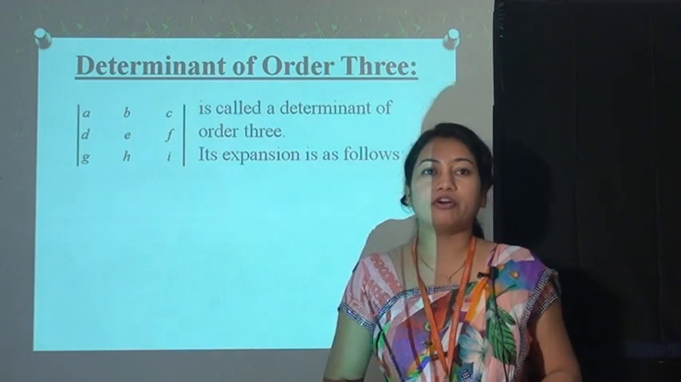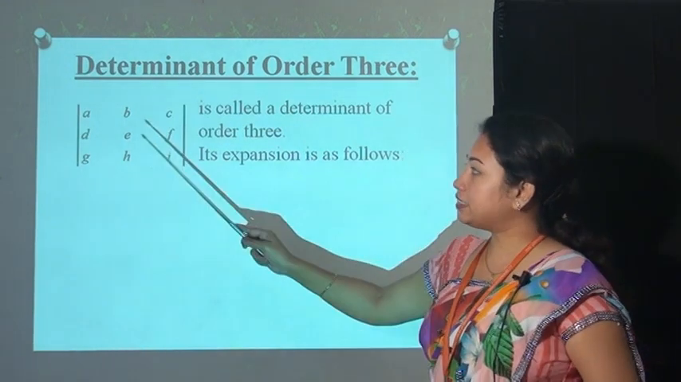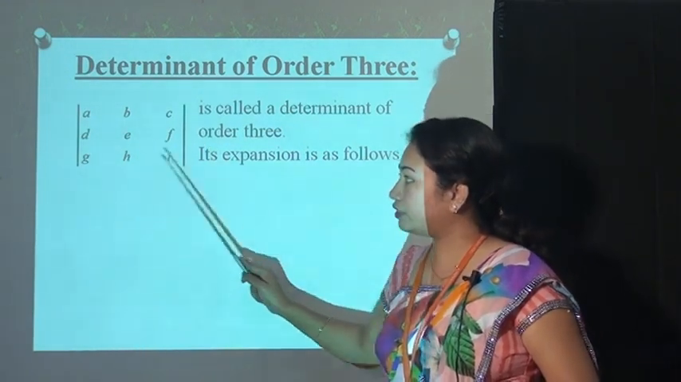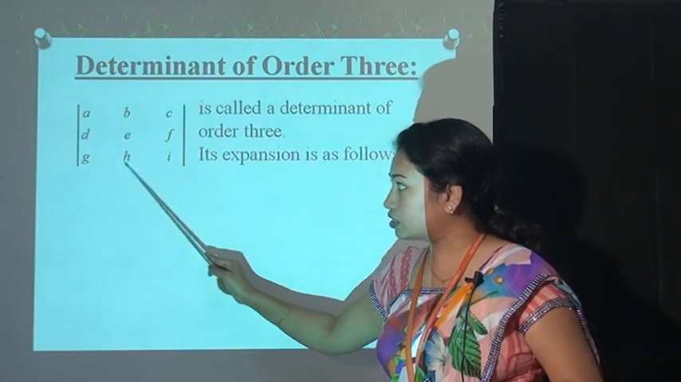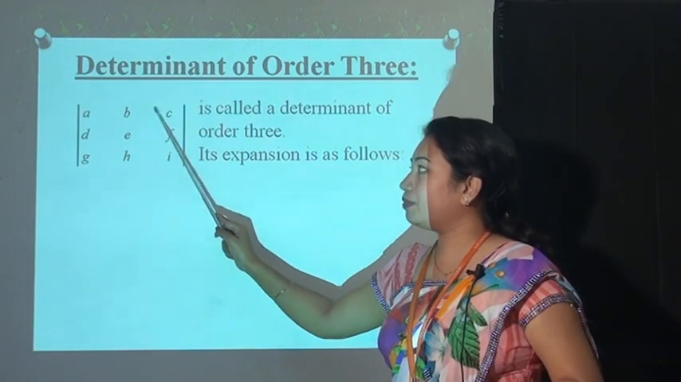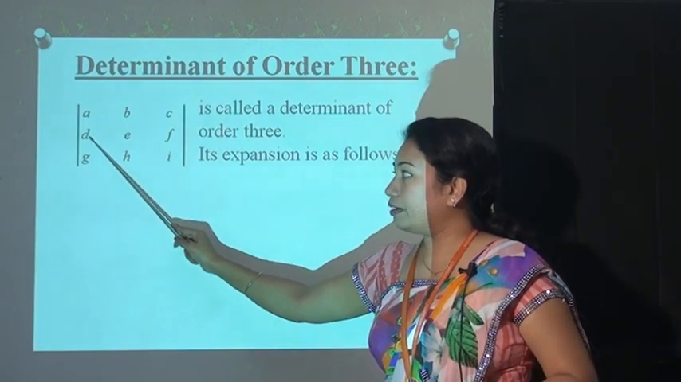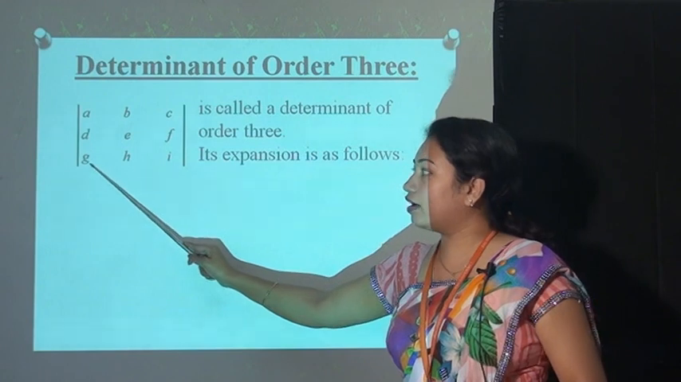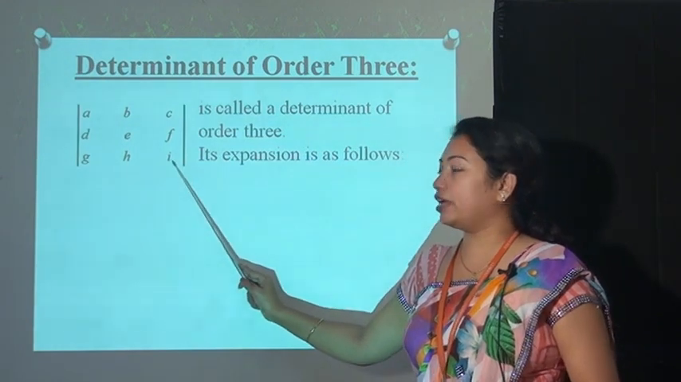Now determinant of order 3. Here you can see that we have a determinant of order 3. That means there are 3 rows and 3 columns. In the first row the elements are A, B and C. Second row elements are D, E, F, and third row elements are G, H and I.